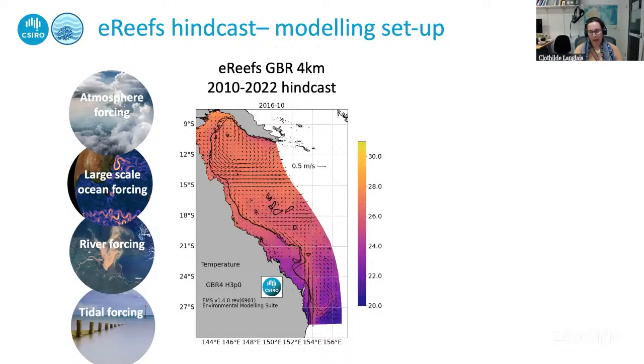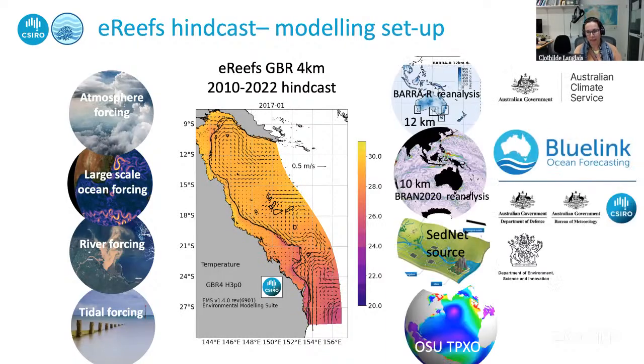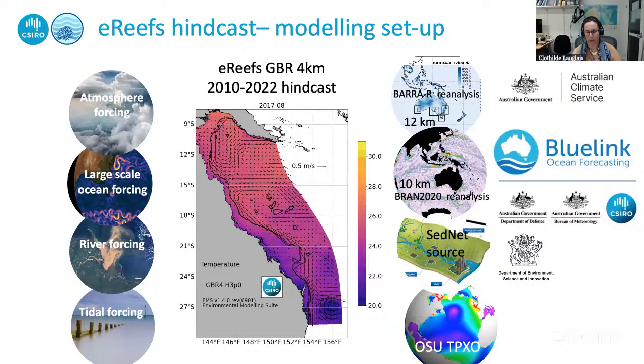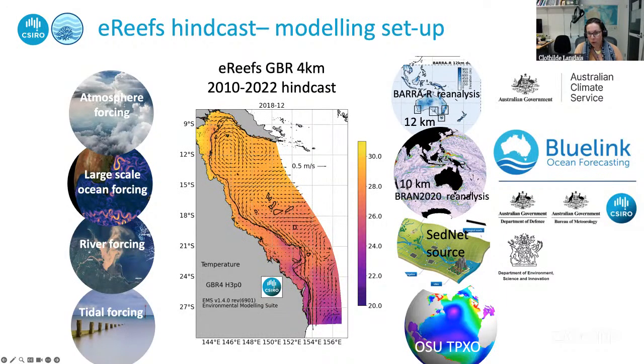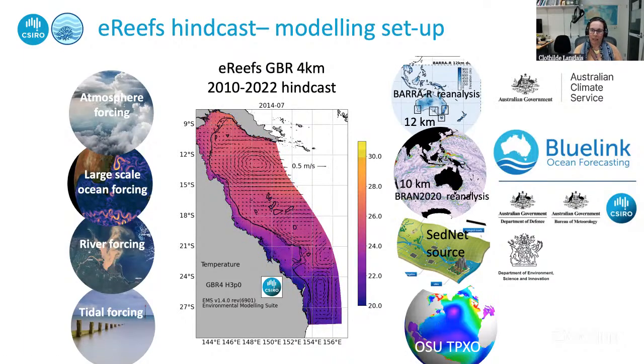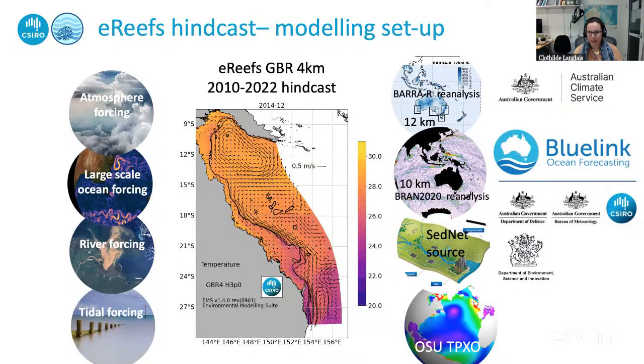So when we do a hindcast, we're trying to use our best forcing possible, and usually we're using reanalysis. In this case, we're using the BARRA reanalysis in the atmosphere with 12 kilometers. For the ocean, we're using 10 kilometers with the BRAN 2020 reanalysis. For the catchment model, we are using the SedNet and Source catchment model from the Queensland Department, and we're using TPXO for the tide. And when we think about the climate downscaling, we were trying to find products that we could fit to this benchmark we've got for the hindcast.